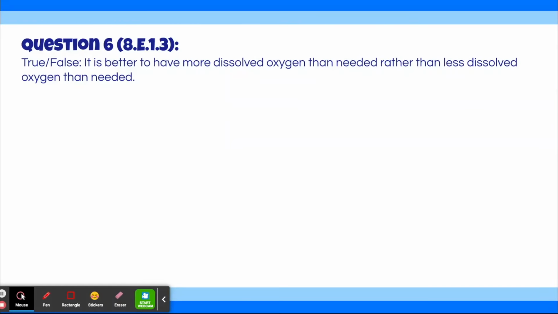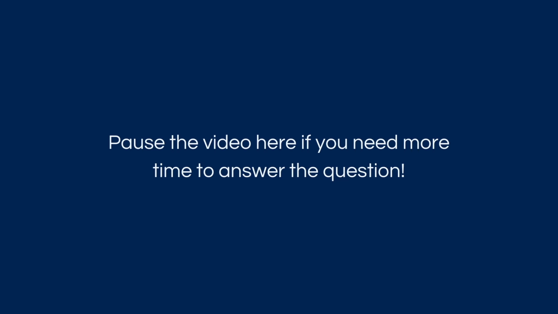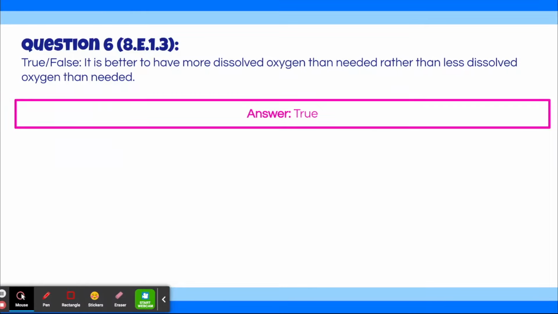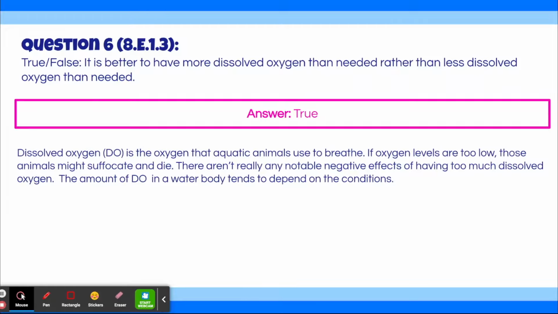Question 6. True or false? It is better to have more dissolved oxygen than needed rather than less dissolved oxygen than needed. The answer is true. Dissolved oxygen is the oxygen that aquatic animals use to breathe. If these oxygen levels are too low, those animals might suffocate and die. There aren't really any notable negative effects of having too much dissolved oxygen. The amount of dissolved oxygen in a water body tends to depend on the conditions.